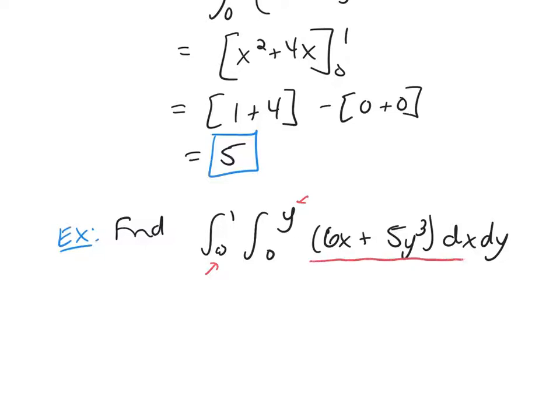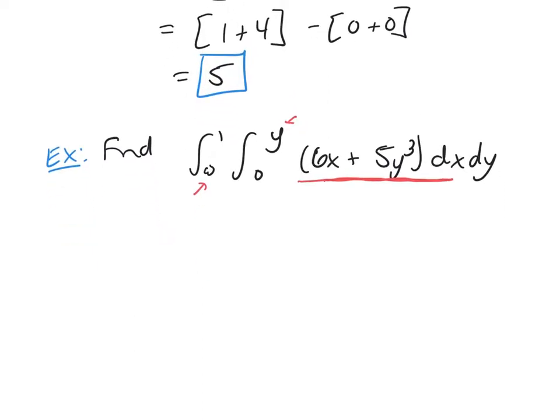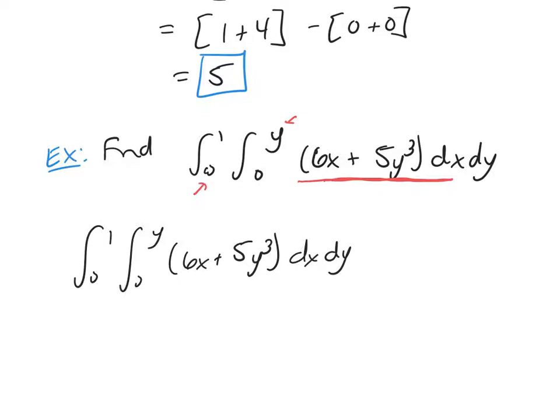So now, if I'm working inwards to outwards, I first need to integrate with respect to x. So I'm going to compute this. So you're going to view x as being your only variable. Then if you have y, it would be a constant. So you'll get 3x squared plus 5y cubed x. And x goes from 0 to y.